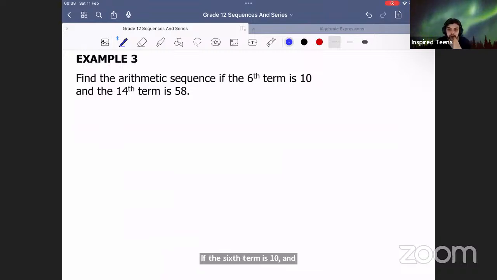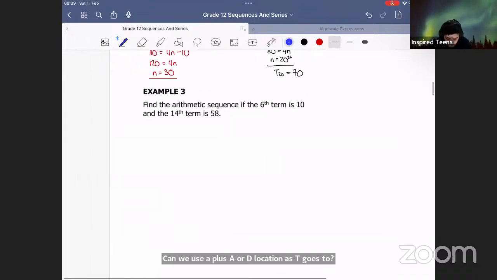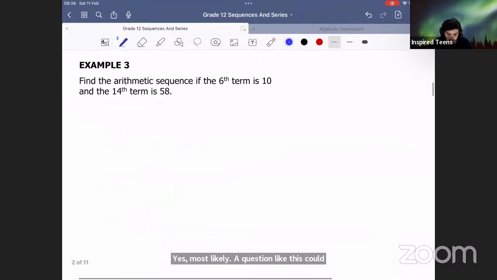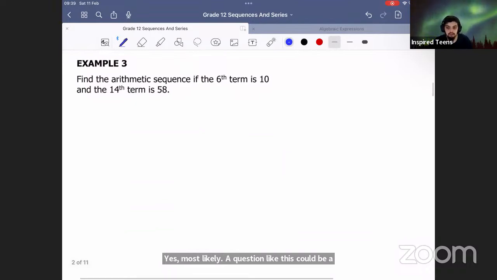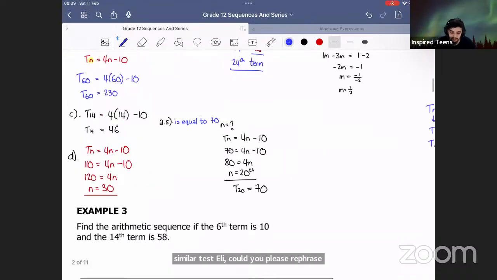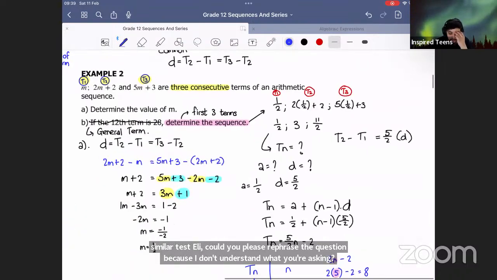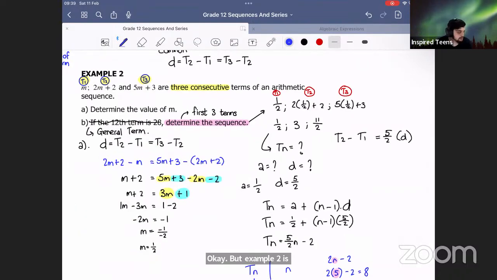Let's just see in the chat. Someone asks whether we can use a plus a minus t equal question as t equals 2. Yes, most likely a question like this could be asked in the test. Eli, could you please rephrase the question because I don't understand what you're asking? But example 2 is a very common question in a test.